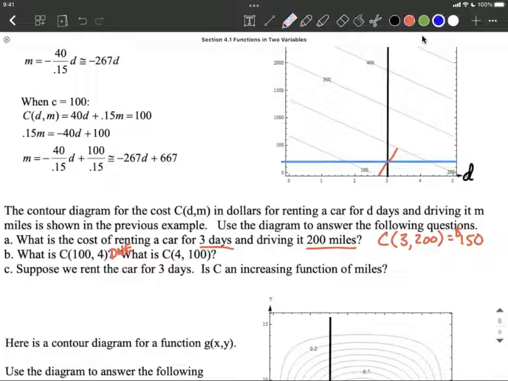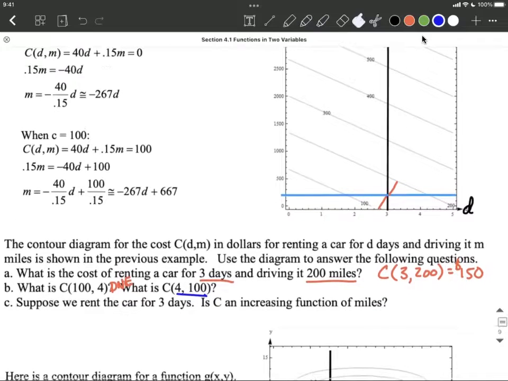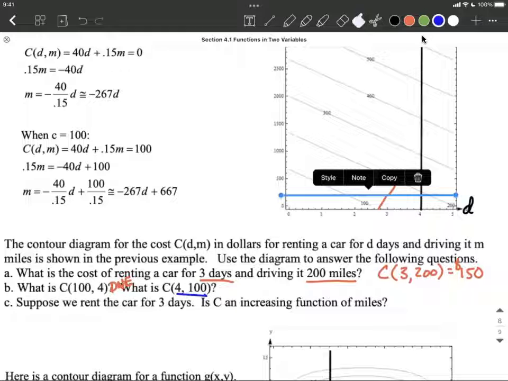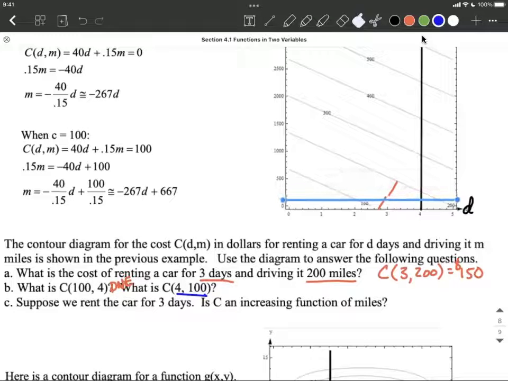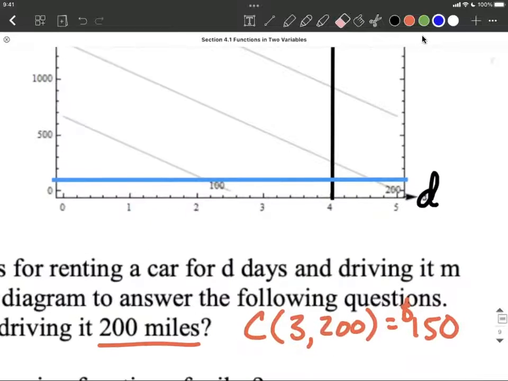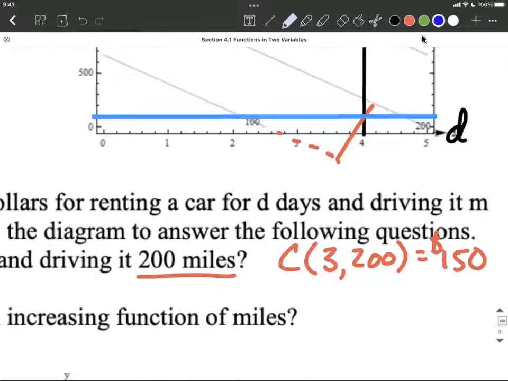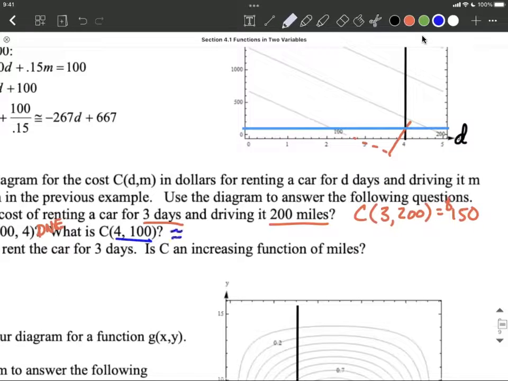All right, what about 4 days and 100 miles though? Let's adjust what exactly we're looking at. Our vertical line is going to move over to 4 days, and our horizontal one is going to go to only 100 miles. So it looks to be right about there. Let's zoom in here. It's still between 100 and 200, but this one is now much closer to 200 than it would be to the 100 that extends out about this far. So I'm going to estimate this to be much closer to 200 than 100. Let's say that's approximately 175, just based on the estimate.